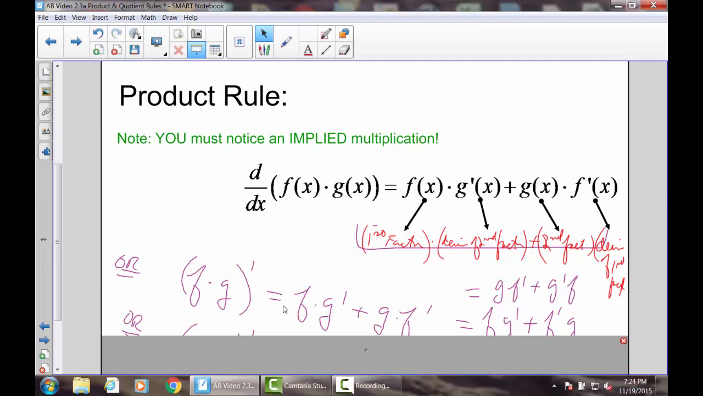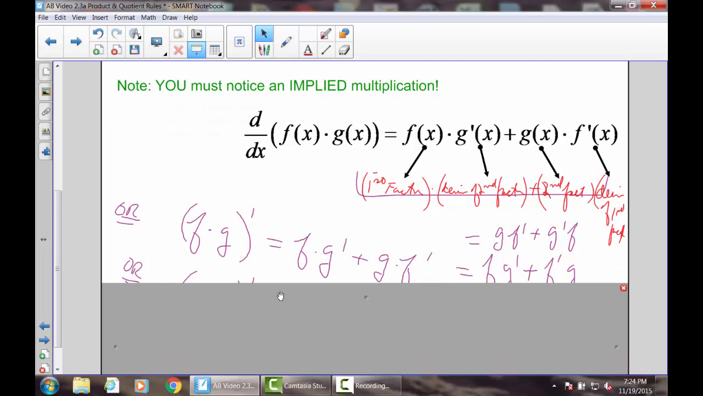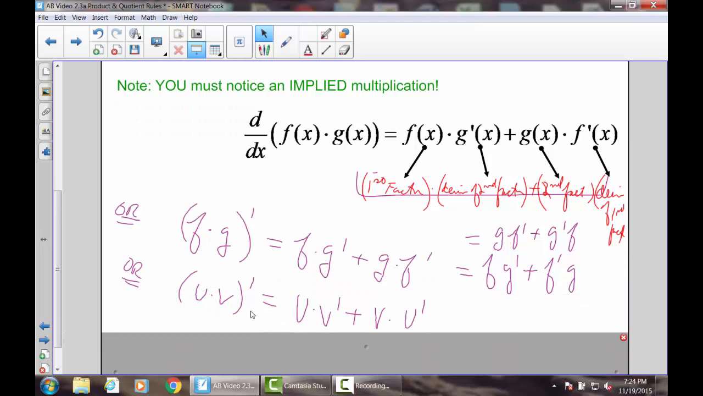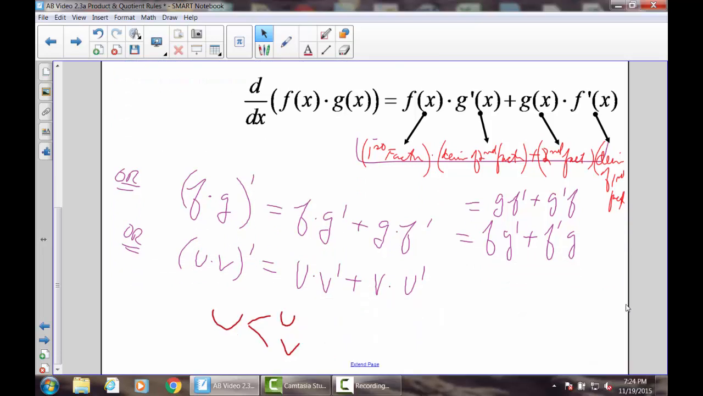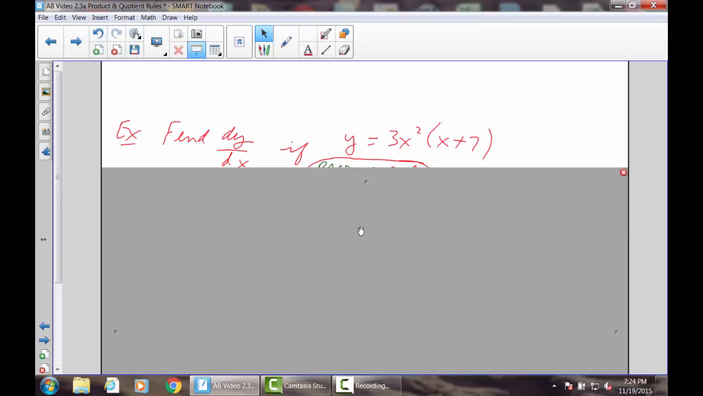You can write it without the x's and just write f times g. A lot of people like to use u and v, although u and v start to look alike after a while, so I'd be careful about that. Okay, so here's an example. Now, actually, we have a choice here.